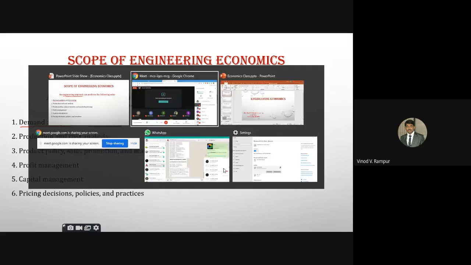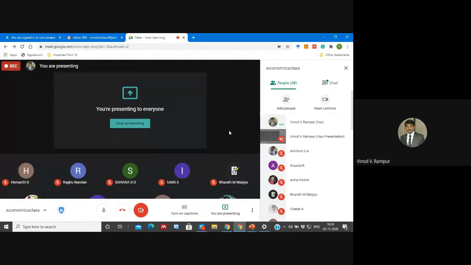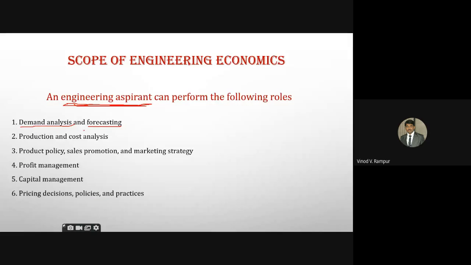Second, then they have to forecast. Forecasting means a future course of action. Okay, first you have to analyze the demands by the customers, then you have to forecast. Forecast means how much raw material is required, how much machinery is required, how much product I have to manufacture, how much demand there is for our product in the market. You have to analyze all those things.